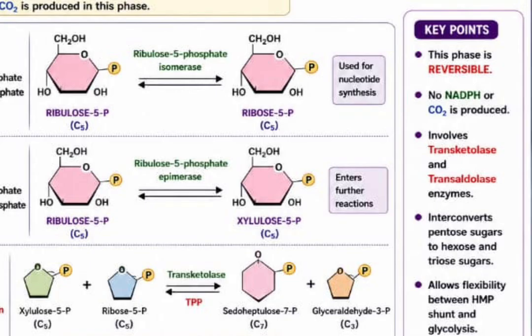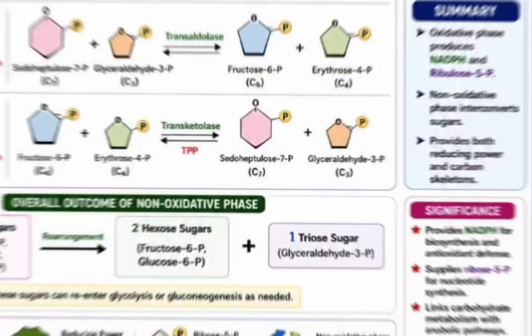It involves the transketolase reaction and the transaldolase reaction. And here there is an interconversion between the pentose sugars and the hexose sugars. So you are forming fructose 6-phosphate at the end of this reaction, and you are forming glyceraldehyde 3-phosphate at the end of this reaction, which are intermediates of glycolysis. Are you getting me? So this is very simple.